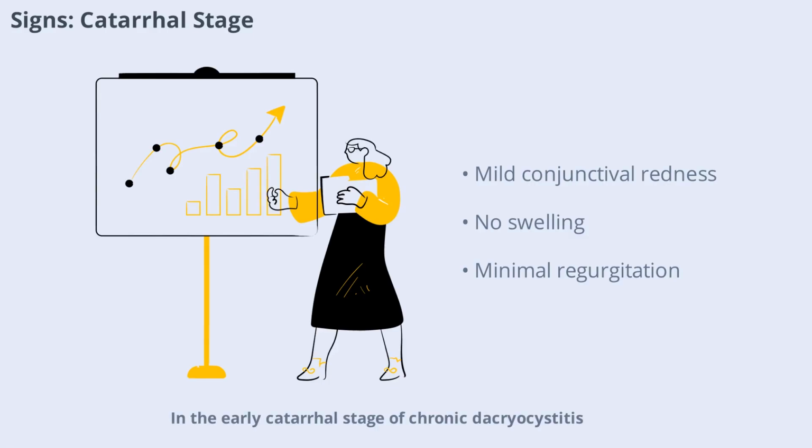In the early catarrhal stage of chronic dacryocystitis, there may be mild redness of the conjunctiva near the inner canthus, with little or no regurgitation of fluid when pressure is applied. Swelling over the sac area is typically absent at this stage, making it easy to overlook unless specifically examined.